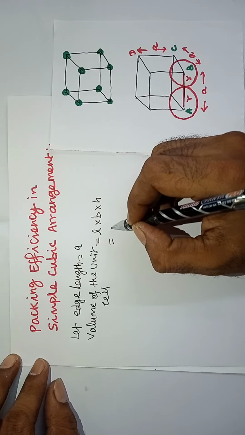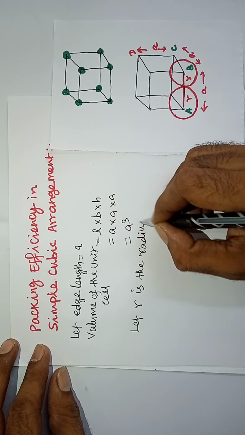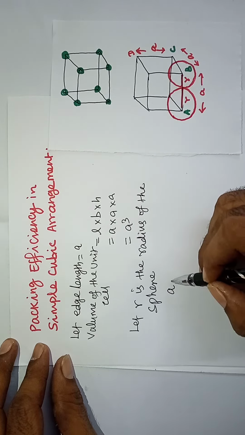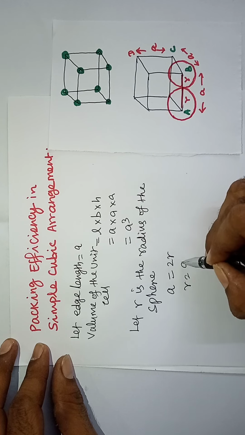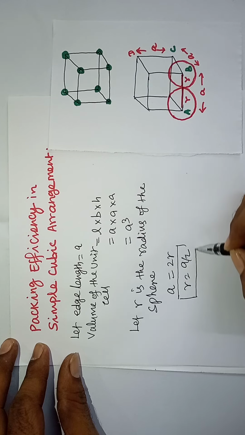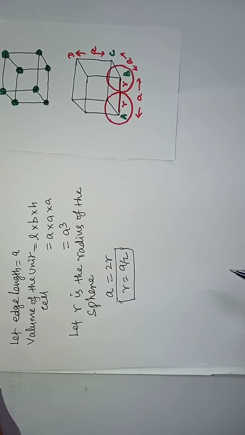Let r be the radius of the sphere. Then we can relate the radius and the edge length. Here the radius is r, this is 1 r, this is 1 r, so in total 2r. So edge length a is equal to 2r, and r is equal to a by 2. For simple cubic arrangements, r is equal to a by 2. Now we calculate the packing efficiency in simple cubic arrangements.